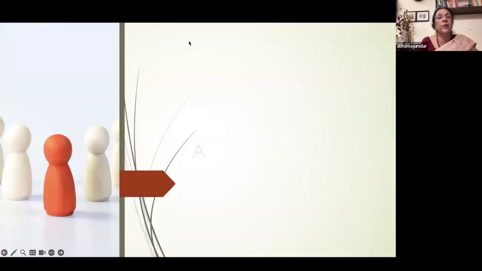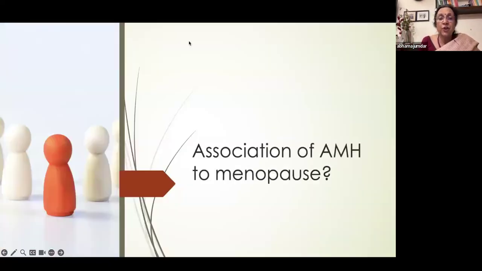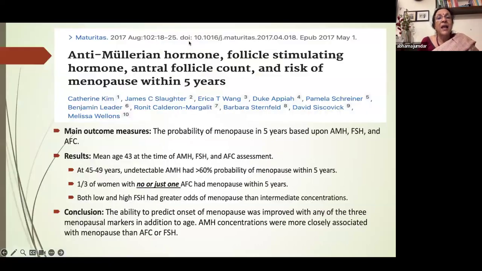Now we come to the second question, menopause. Association of AMH to menopause. This study is on anti-Mullerian hormone, follicle stimulating hormone, and antral follicle count, and the risk of menopause within 5 years. I have to remove this bar. You can read it. It is 2017, I think. The main outcome measure was the probability of menopause within 5 years based on AMH, FSH, and AFC all together.